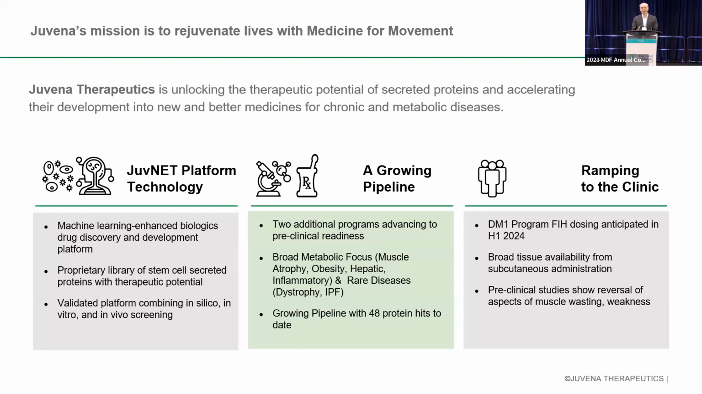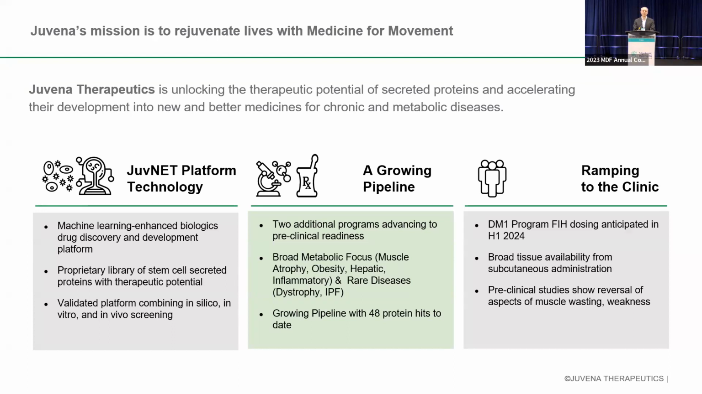At Juvena, we're passionate about developing new therapeutics by unlocking the therapeutic potential of stem cell secreted proteins. We do this with a machine learning enhanced biologics drug discovery platform we call Juvena that combines large experimental data sets with machine learning to help match the therapeutic potential in stem cell secreted proteins to particular indications. In executing on this platform, we've built a pipeline of promising therapeutics.